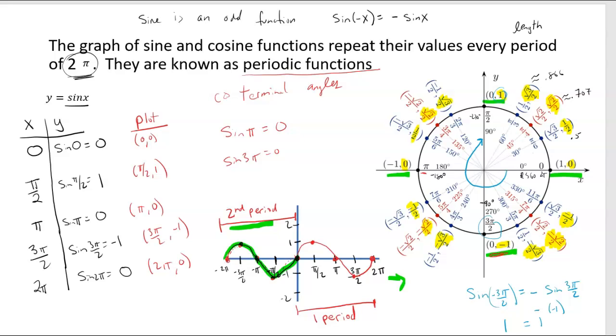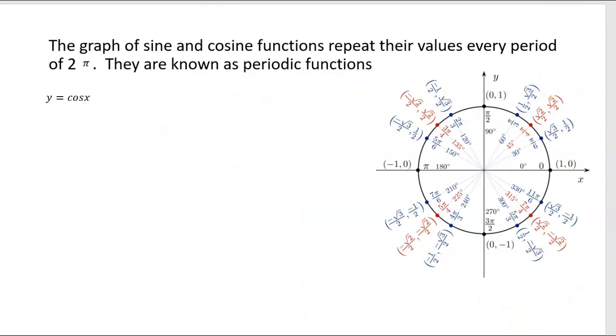Okay, so that's what sine's parent function looks like. Let's take a look at cosine's parent function. So again, here's the same information. These are repeated values. They all come from the unit circle. Again, I'm going to focus purely on the quadrantal angles, right? And so again, what I'm looking for is the 0, pi over 2, the pi, the 3 pi over 2, and the 2 pi.